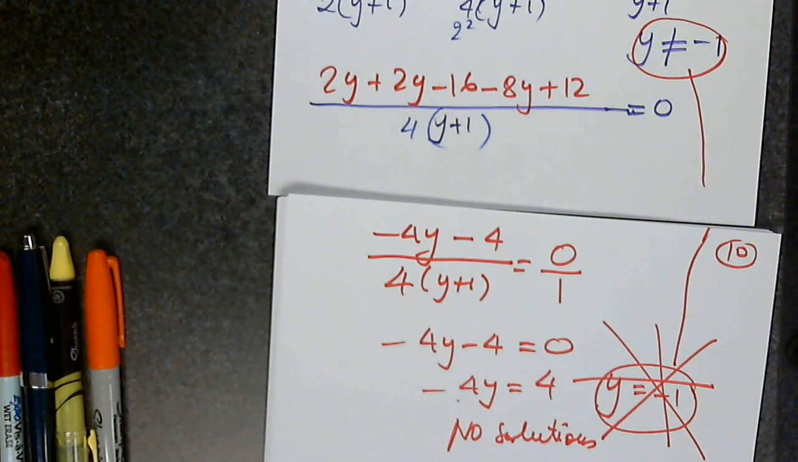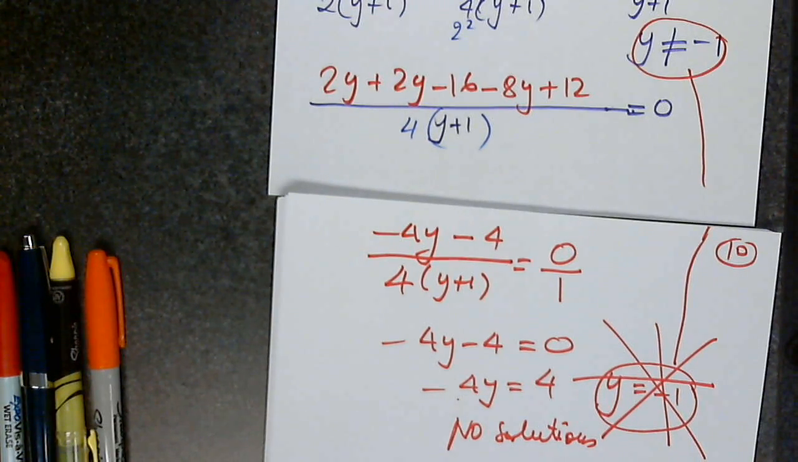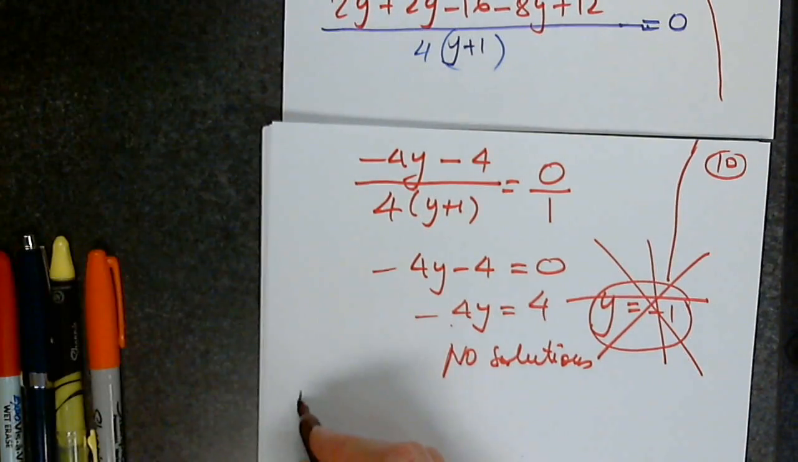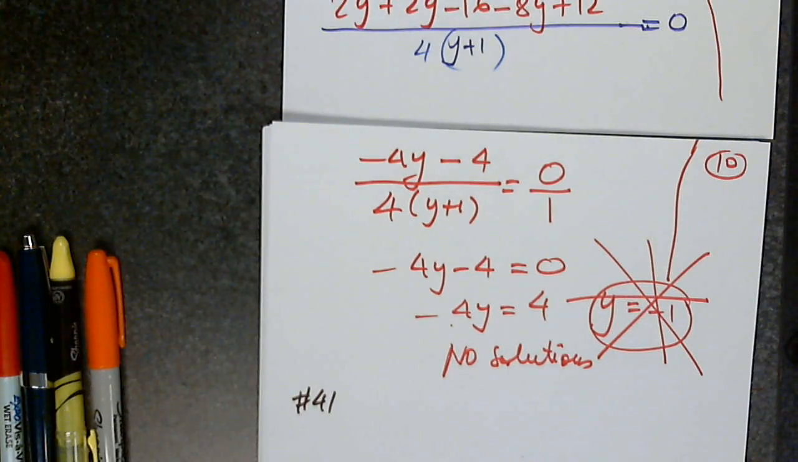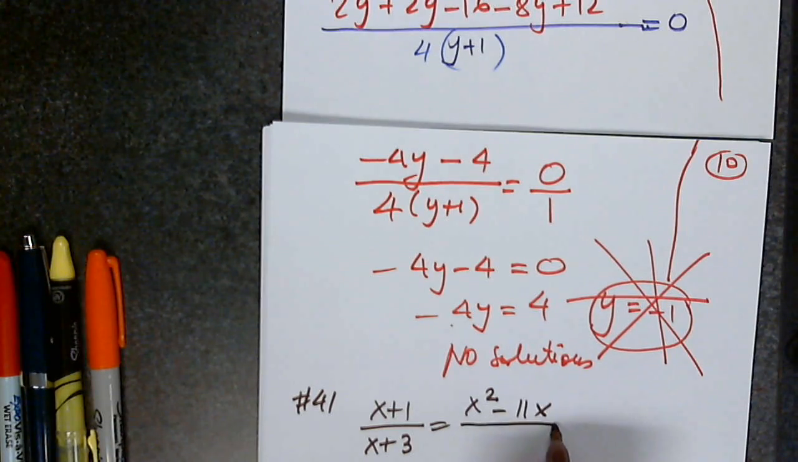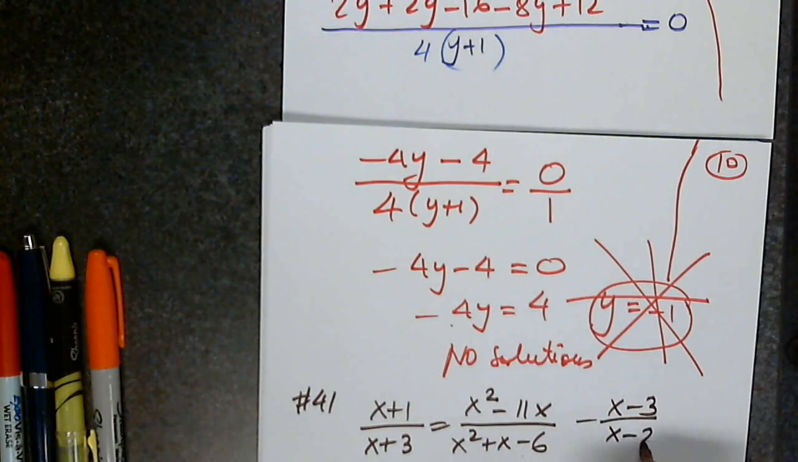Okay, next problem. Let's work on 41. Do you have any questions on this problem on 37? Any questions on 37? Okay. 41. X plus 1 over x plus 3 equals x squared minus 11x, everything divided by x squared plus x minus 6, and minus x minus 3 over x minus 2.